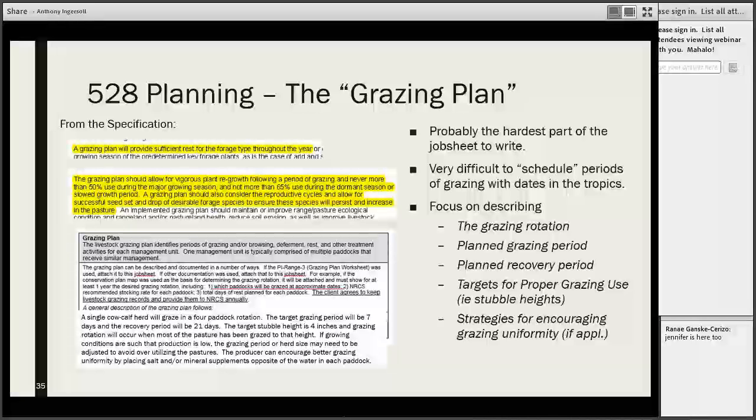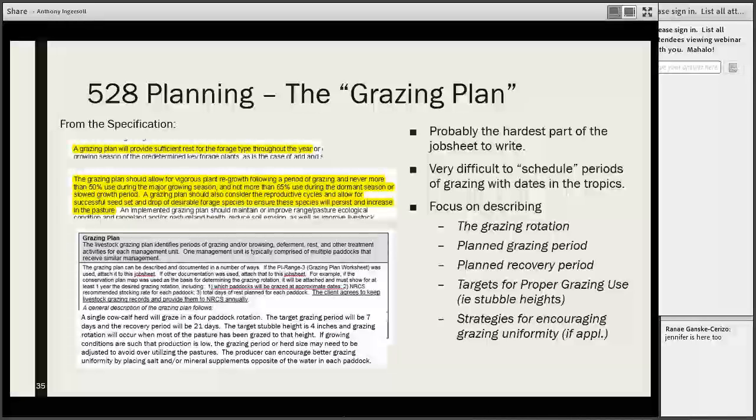So in the grazing plan, it's a good idea to focus on describing the grazing rotation, describing the planned grazing period and recovery periods, what the targets are for proper grazing use, so that the client knows all this information and agrees, yes, we talked about a weekly grazing period. We're going to try and achieve a minimum of 21-day recovery period, and our targeted grazing use is 4-inch stubble height. And then if there's concern about grazing uniformity, you could also include strategies for encouraging that, such as moving the supplement of the salt or minerals away from the water and encouraging the animals to get all the way out there.